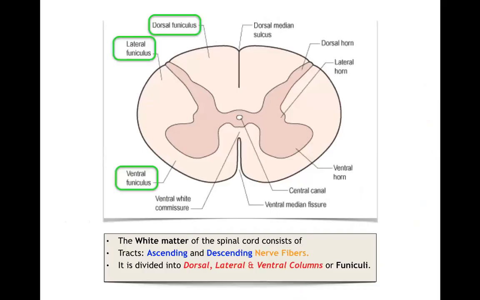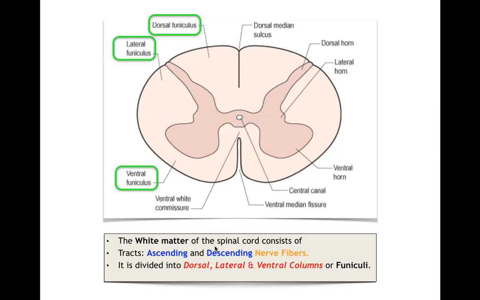If you take a cross section of the spinal cord, we will see that it is composed of a butterfly-shaped gray matter, and in the center we have the central canal. The gray matter is surrounded by the white matter, which is divided into the following parts. The anterior portion is referred to as the ventral funiculus. On the lateral side, we have the lateral funiculus. And on the dorsal aspect, we can find the dorsal funiculus.